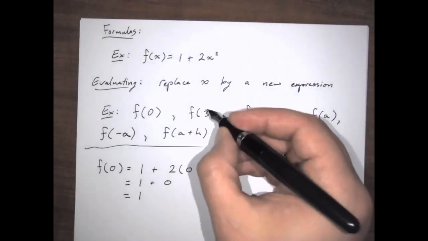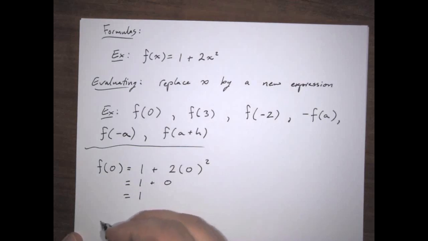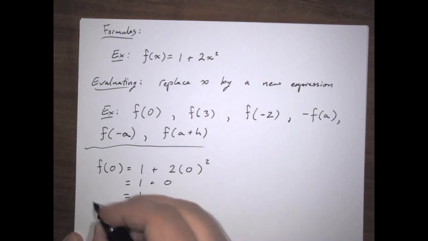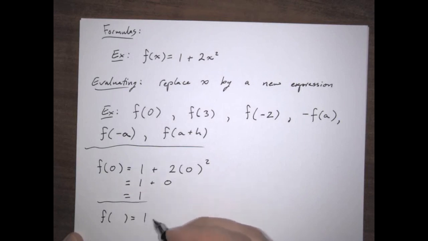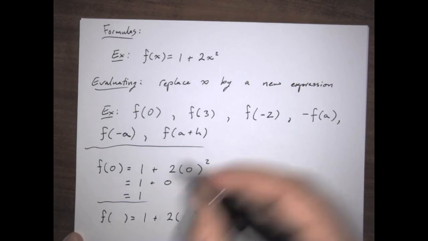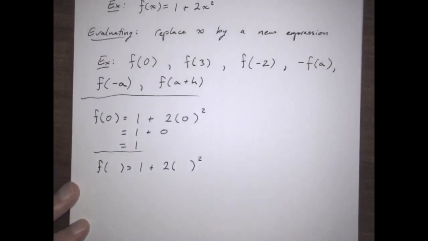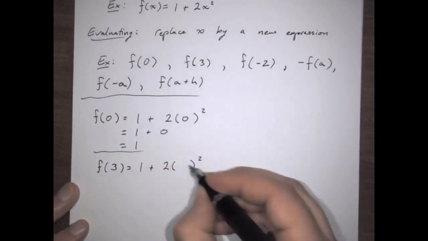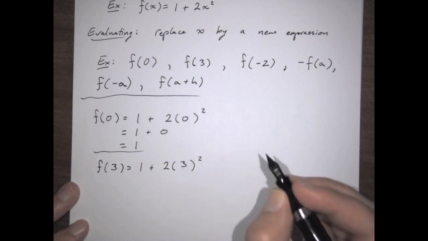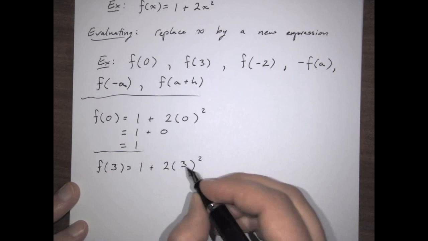And now, let's put in a 3 for every x. So that's what f of 3 means. Once again, what we are doing here is we are just thinking of the input as going in that spot and that spot. The input was originally an x, but now it's going to be a 3. In goes a 3, in goes a 3. So we've got f of 3 equals 1 plus 2 times 3 squared.